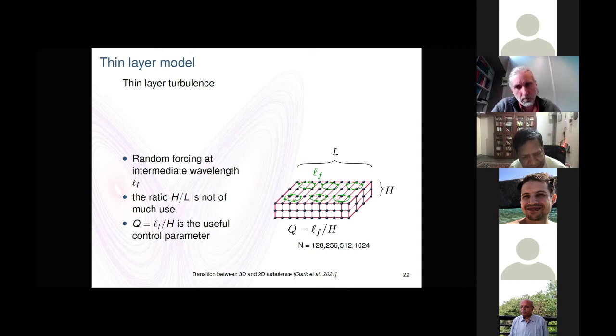But your box is very flat, no? Yeah, the interesting cases were when the box was becoming flat. So the ratio L to H was rather high in general. Okay. But even for very small scaling forcing, we have 3-dimensional behavior when the forcing scale is.